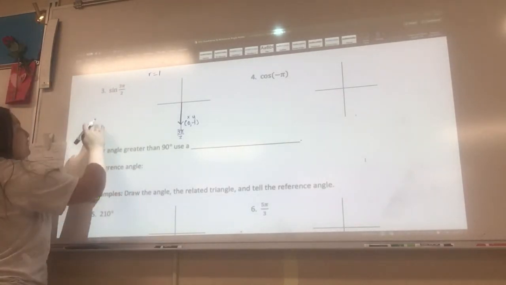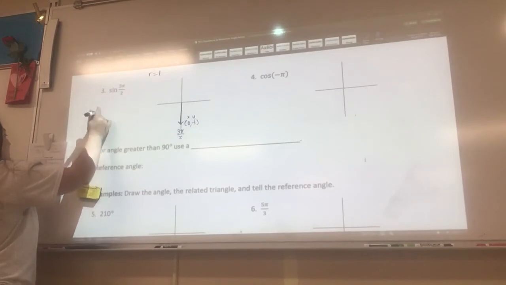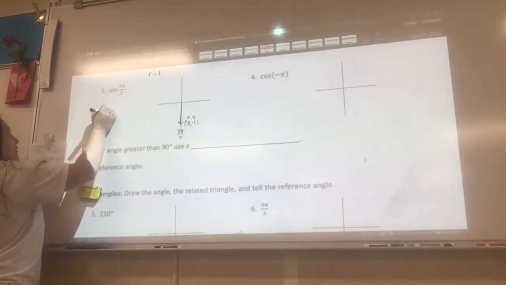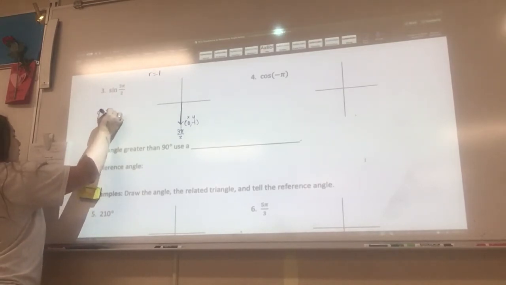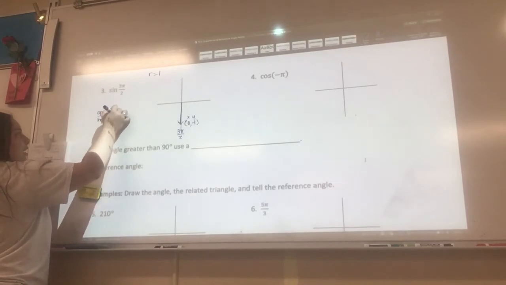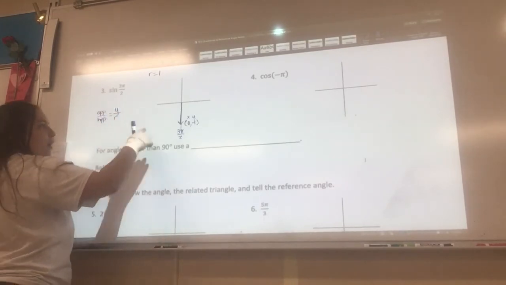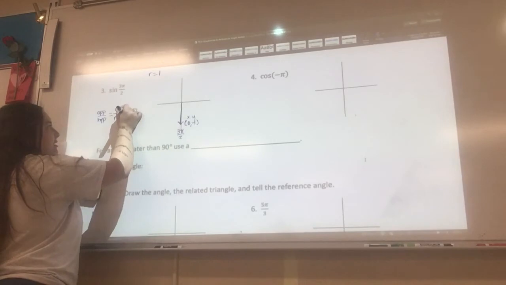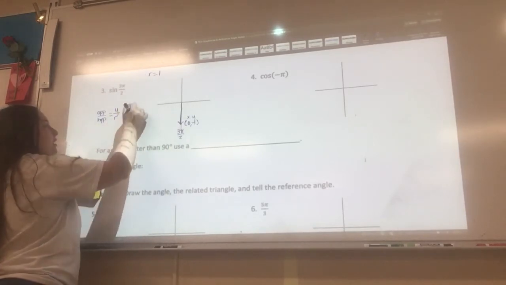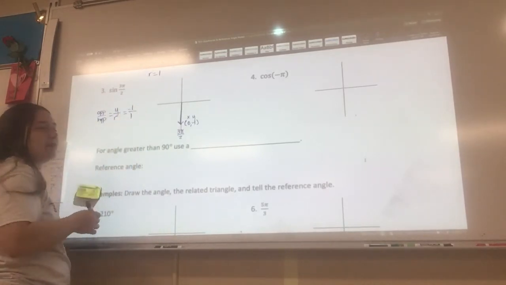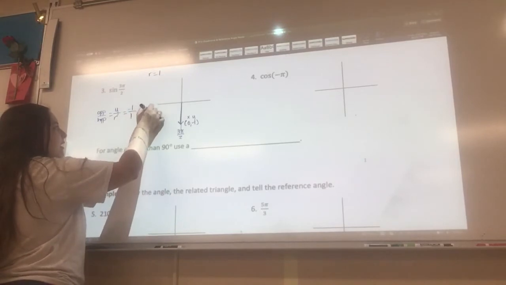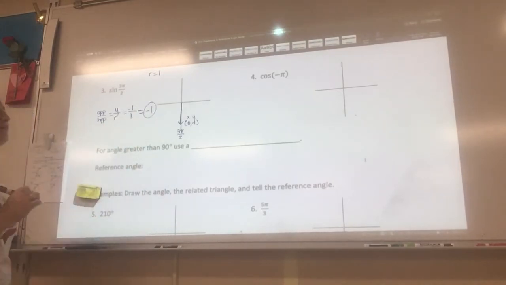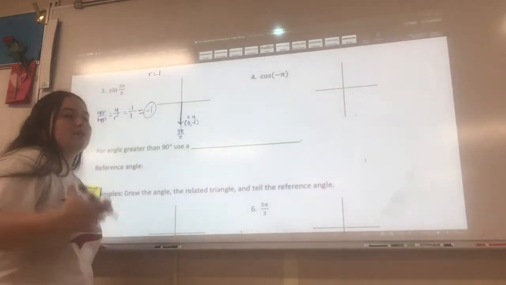And we're going to look for sine. Well, sine is opposite over hypotenuse, or the same thing as saying y over r. Our y value is -1 and our r is 1. So we take -1 divided by 1, we get -1 as our answer. Starting to see how this is working.